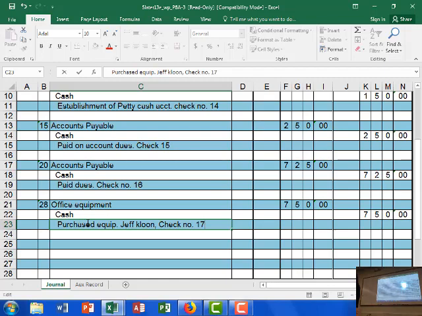Now, here we go. On the 30th, we're now going to replenish the petty cash. Check number 18. Notice what it's saying. Assume that there is no shortage or overage, meaning that everything should balance.